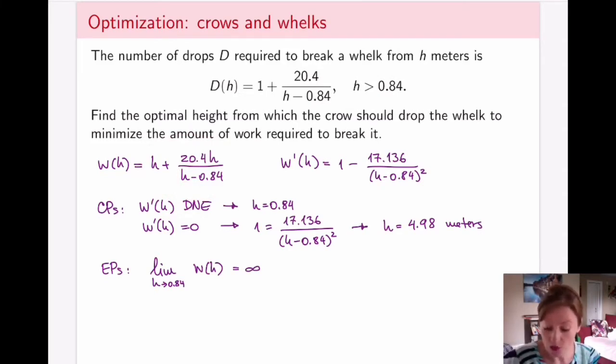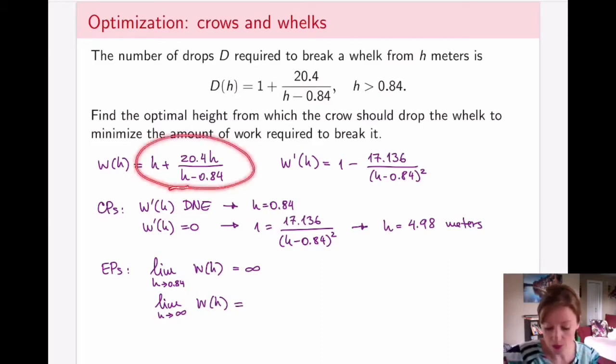The other end of the spectrum, I have to think of what is the largest possible value that h can have. So what is the highest possible height from which the crow can drop its whelk? Well, I'm not sure exactly how high the crows will fly, but mathematically, once again, because there are only two critical points to consider, I can think of that as being infinity. You can plug in just a very large number that you found out is the limit of the bird's ceiling, but without having to do any research into the maximum height that a crow can fly, I can compute the limit at infinity here.